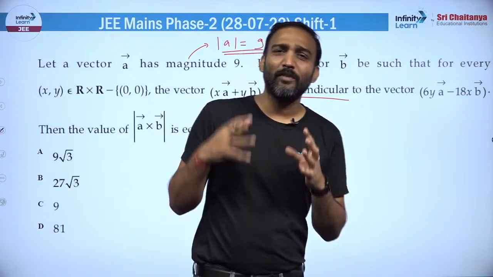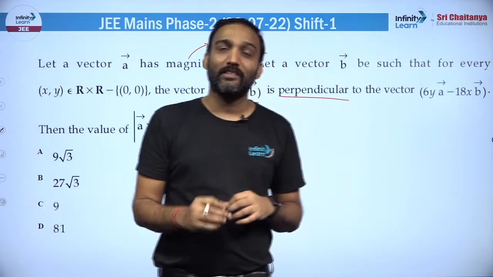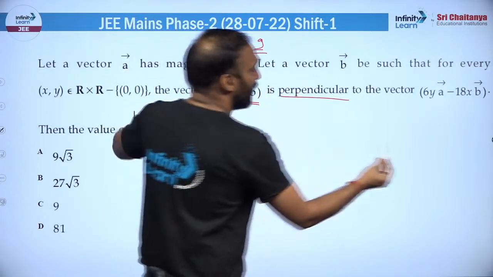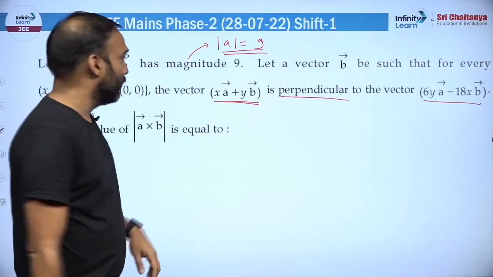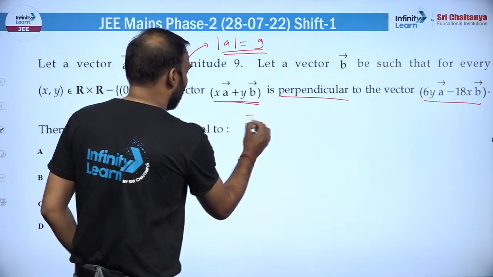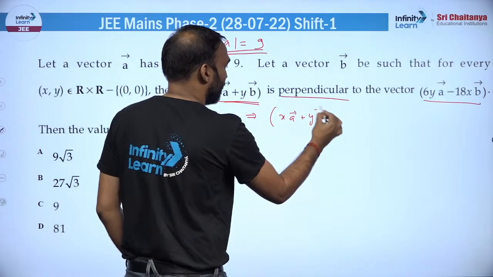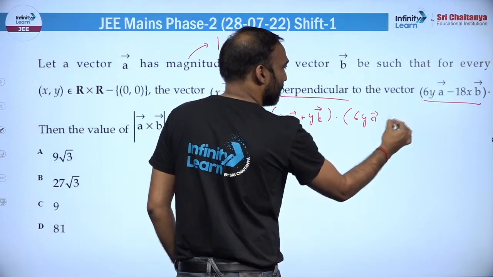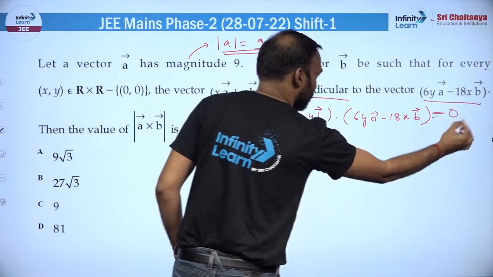Or in short, whenever we have to find out the angles between 2 vectors, we will always consider the dot product. So I know if this vector and this vector are perpendicular, their dot product will be equal to 0. So let's find out the dot product. So x and y are some scalars, right? This dot 6ya minus 18xb, this should be equal to 0.